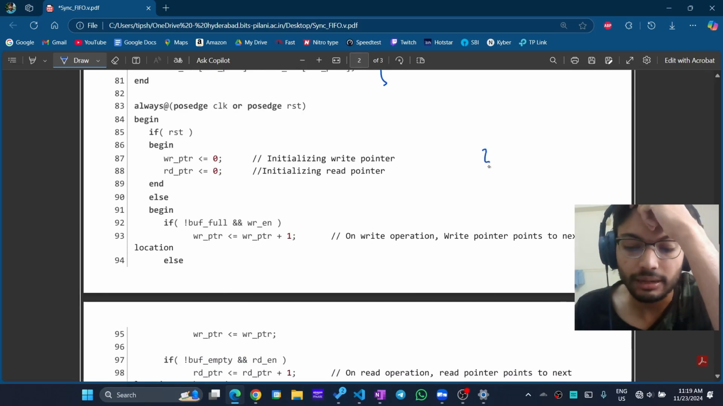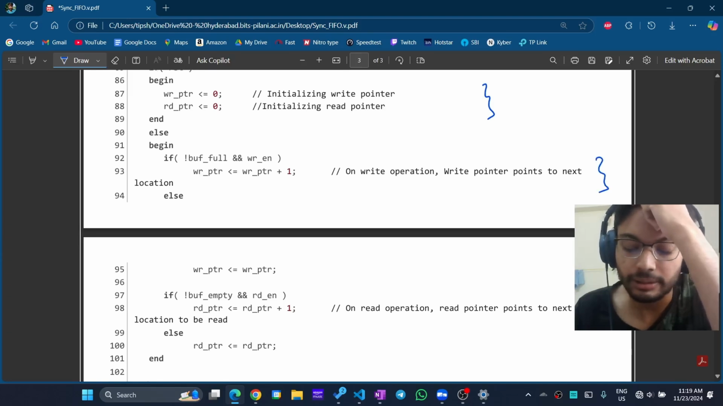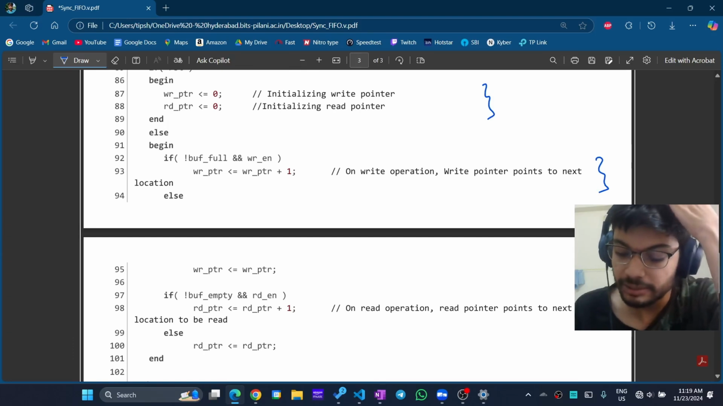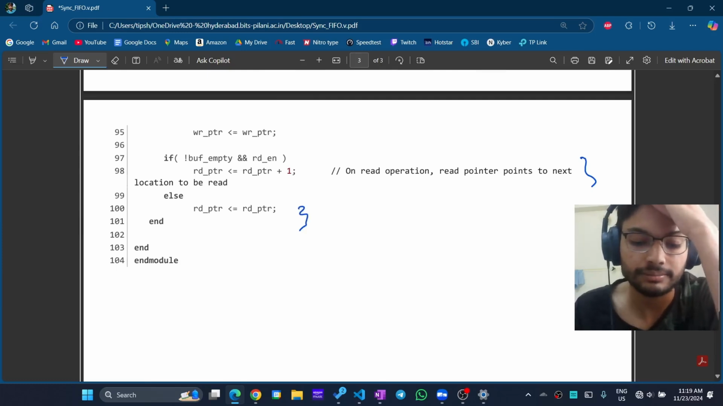Write pointer and read pointer are initialized with zeros, and when it is being written into, the write pointer just increments. When it is being read, the read pointer similarly increments. Otherwise, they stay in the same state.